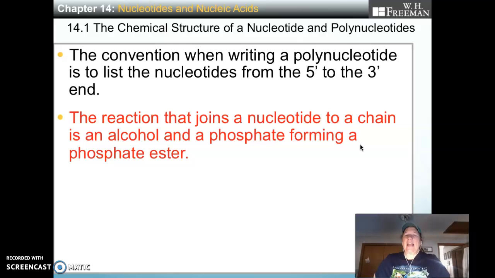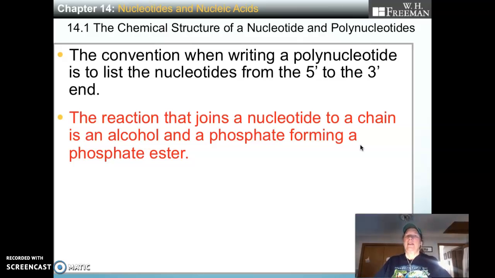Okay, the reaction that joins a nucleotide to the chain is actually an alcohol and a phosphate. They form a phosphate ester. Not a huge deal, but I'm hoping you remember what those words mean. It's just the C double bond O, O. Okay, that's going to form that group. But again, we have all these organic reactions that are happening, and they happen in DNA to form this super long chain. Because if you think about DNA, it's made out of millions and millions of different nucleotides. Well, how do they join together?